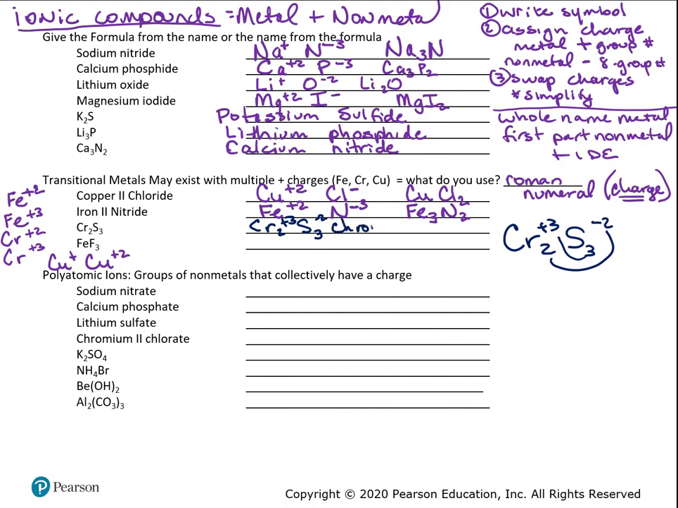It's chromium. Chromium, 3. 1, 2, 3. Sulfide. That Roman, no, I don't have to put anything for this. We know sulfur. Sulfur can't be anything but a -2. So I don't need any Roman numeral for sulfur.